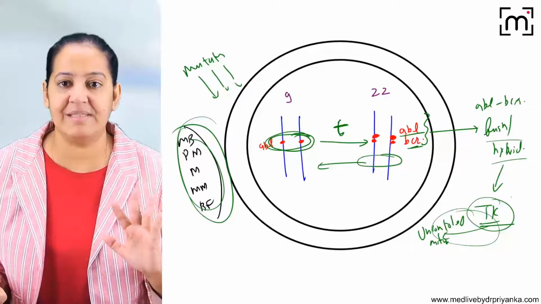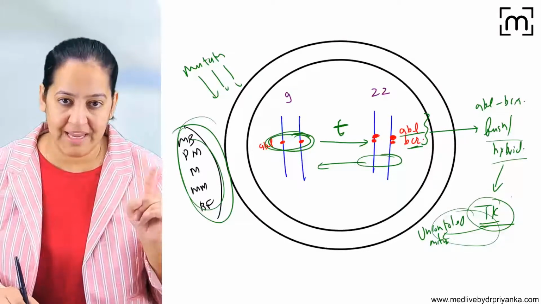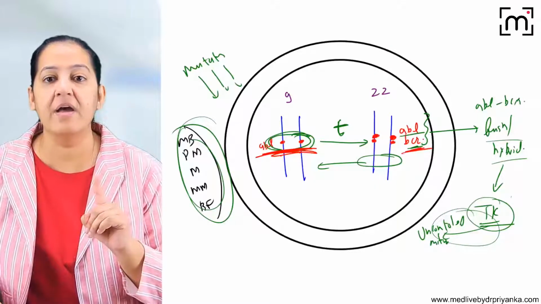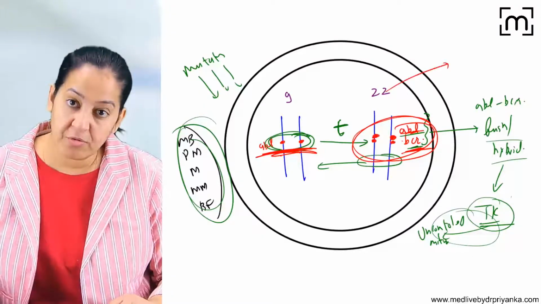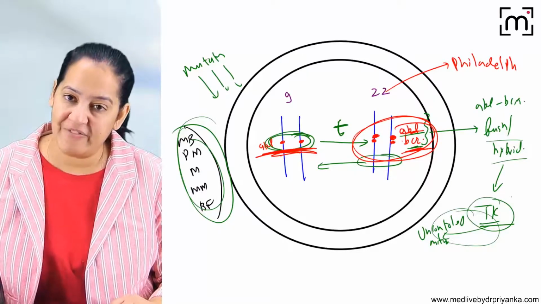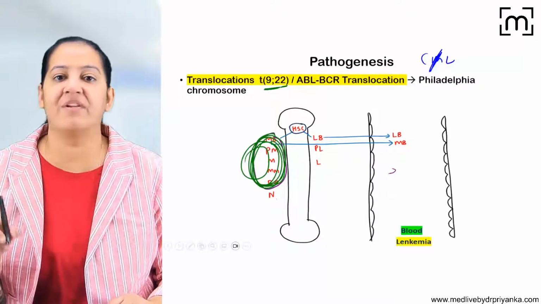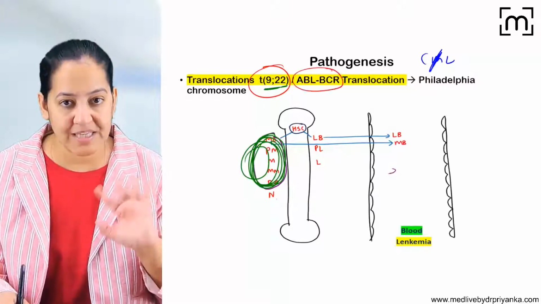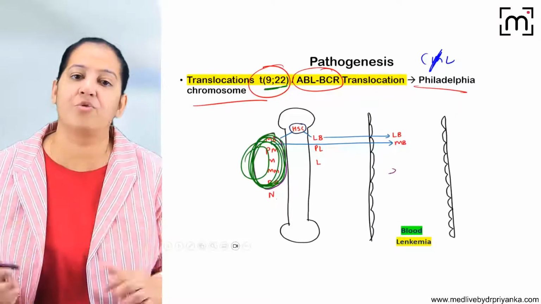So among this, you can see the hybrid gene is formed on 22. The ABL, which is normally present on 9, is transmitted to 22. 22 already has the BCR. ABL is also coming. So ABL-BCR hybrid gene is formed on 22. That's why chromosome number 22 is known as Philadelphia chromosome. So what is Philadelphia chromosome here? The Philadelphia chromosome is chromosome number 22, not chromosome number 9. Chromosome number 22 is Philadelphia chromosome. So basically between 9 and 22, translocation is taking place, which is known as ABL-BCR translocation, because of which Philadelphia chromosome is formed, and that leads to uncontrolled mitosis.